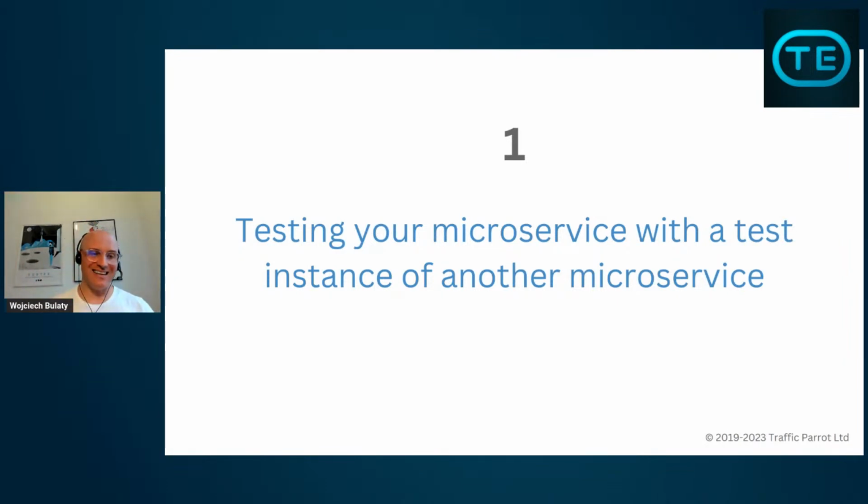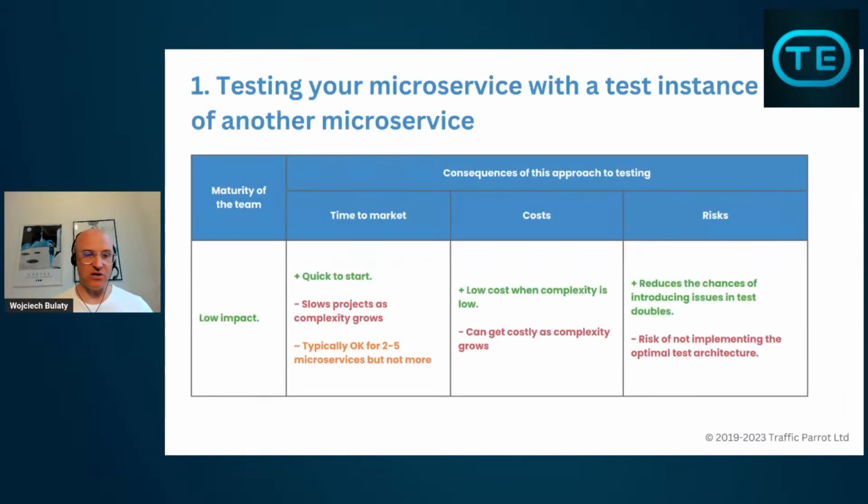So the first technique is using a real dependency in testing your microservice, and it is connecting your microservice to a test instance of another microservice. Well, it doesn't get simpler than that. You've got a microservice running on your laptop, or let's say in your CI/CD pipeline or in your Kubernetes environment, and you are connecting it to another test instance of another microservice, either locally on Kubernetes, etc. Right? Doesn't get simpler than that.